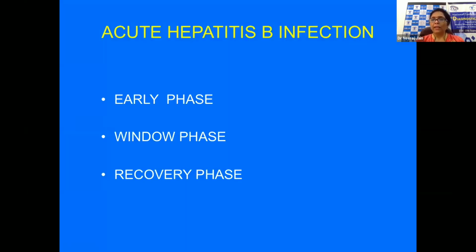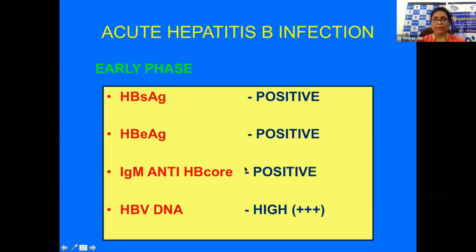So let's revise what will happen in acute viral hepatitis. We have an early phase, a window phase, and a recovery phase. What will be the markers?